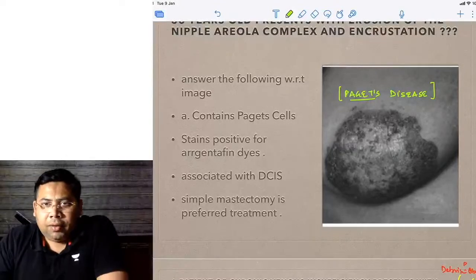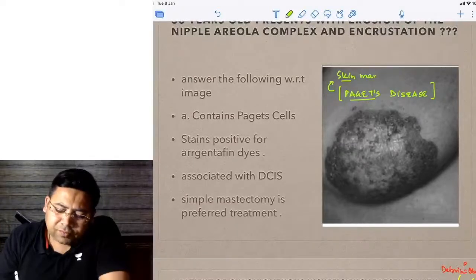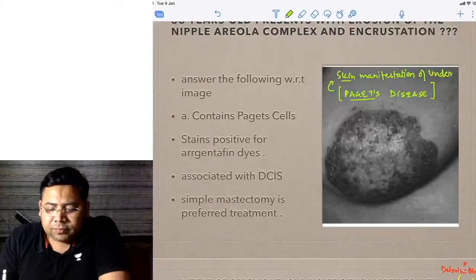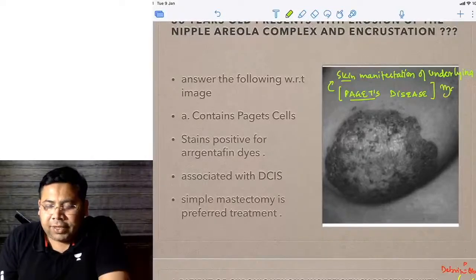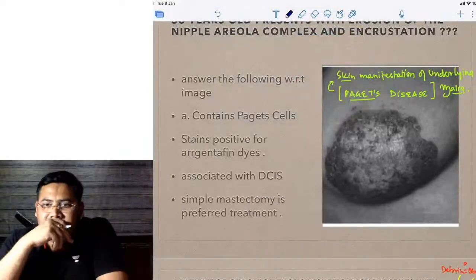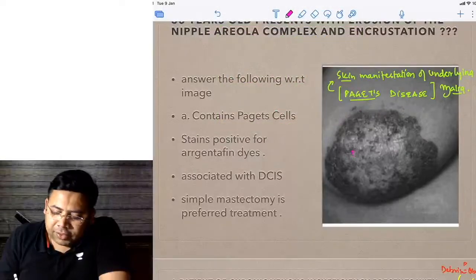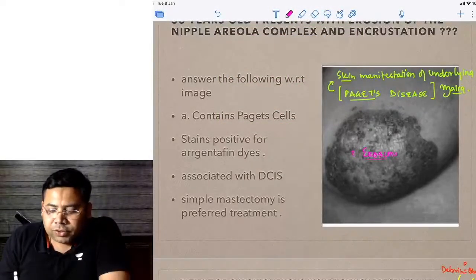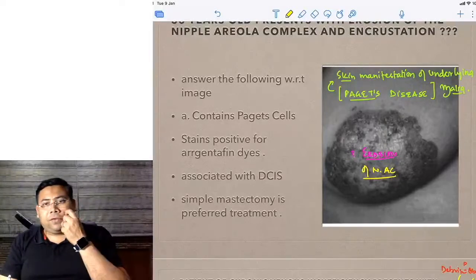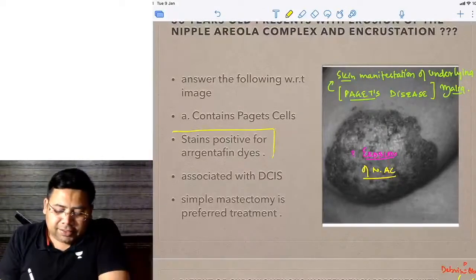So what is the answer? Paget's disease, if you see, is the skin manifestation of underlying malignancy. This is a very important and simple thing. What has happened here? There is erosion of the nipple areola complex, and this is very important. Let us try. Very good Arpita, very good. B is the answer.